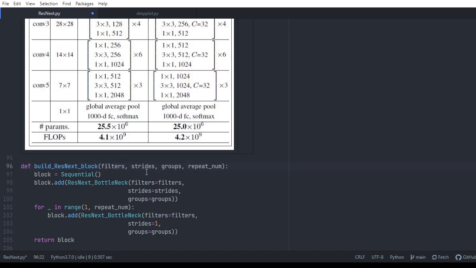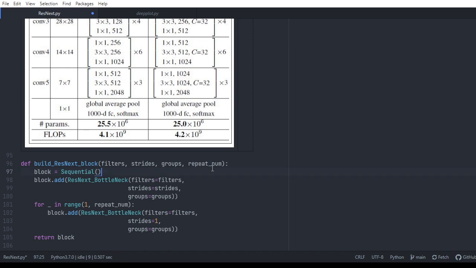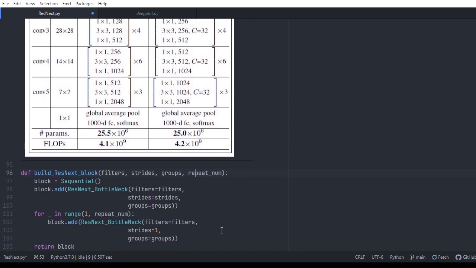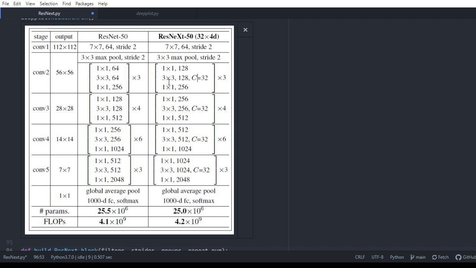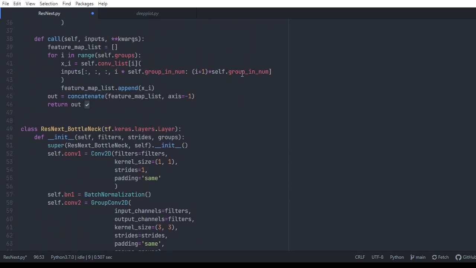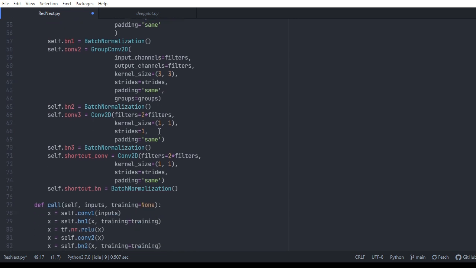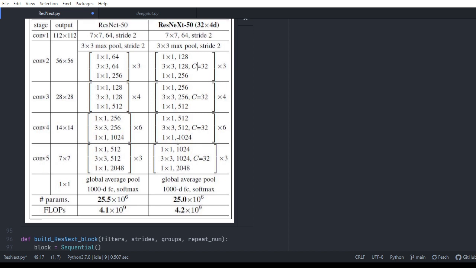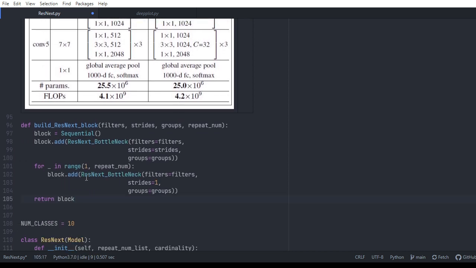Then after implementing the output filters, we implement the strides, the groupings, and the repeating number. In this case, the repeating number for ResNext 50 would be 3, then 4, then 6, then 3. So here we pass a single number 3, and there will be an implementation of this bottleneck as a result of repeating. It will build the repeating ResNext bottleneck, and then return it to the calling variable.